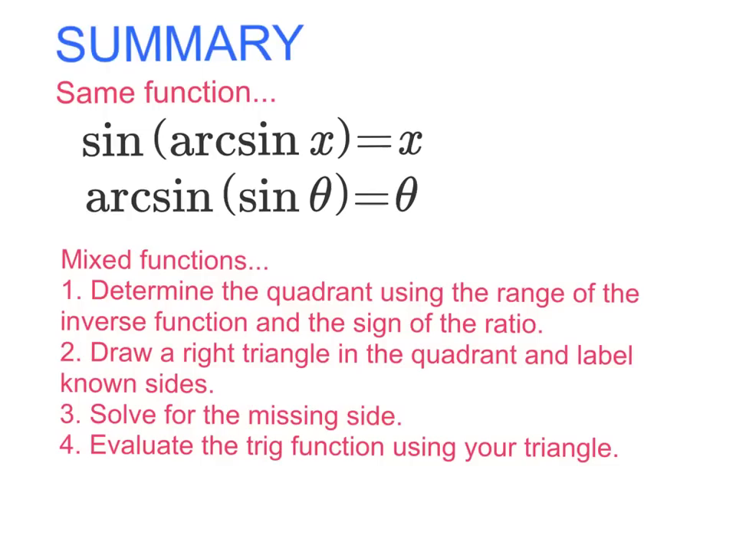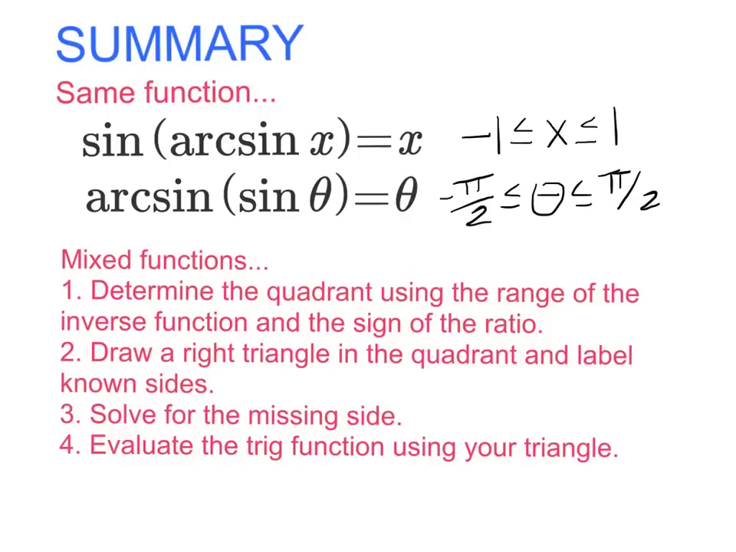So in summary, if you are working with the same function, here I'm using the example of sine, where we've got sine of the arc sine or arc sine of the sine, you're really thinking about those functions undoing each other. So here we'd be left with the ratio, and here we'd be left with the angle. You just have to be sure with the first that this value is within the range of sine, and with the second one, you need to make sure that your angle is within the range of arc sine.